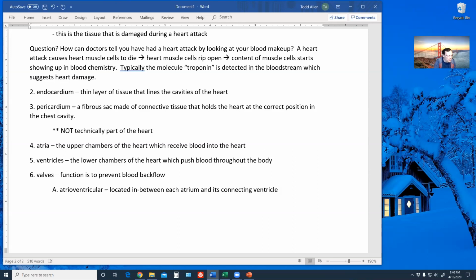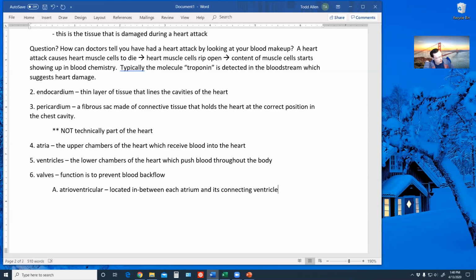So those are valves. Now, if you ask yourself, well, what do they really look like? Take a look at figure 12.8 on page 221, and you can see an example there of a typical atrioventricular valve. Okay, it kind of looks disgusting, but that's really what our bodies are made up of.